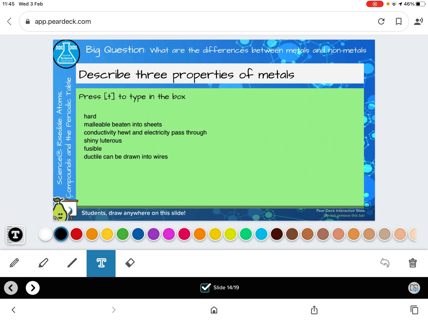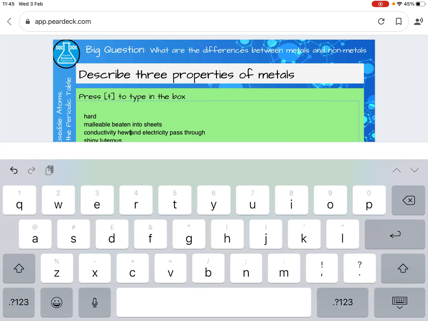Okay? So in the video, it described many properties of metals. You were asked for 3. Now it's important if you ask for 3 things that you write 3 things down. Okay, you could choose from, I've just noticed a mistake there. Okay, conduct.